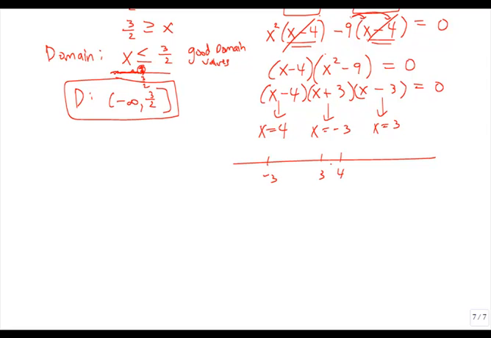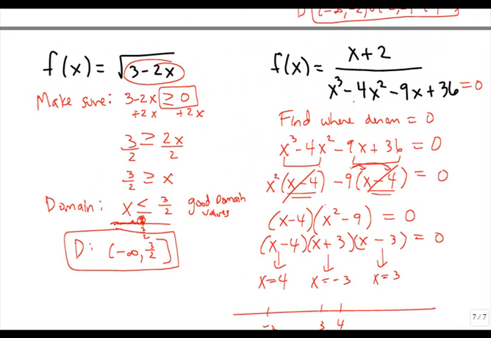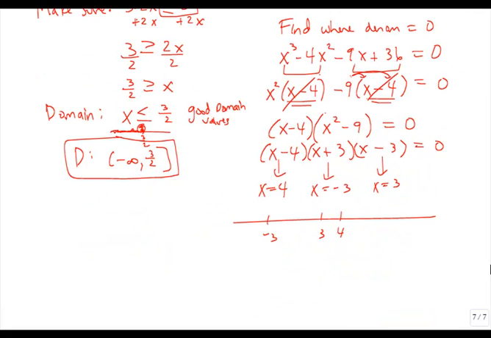Now, are those the good domain values or the bad domain values? These are the values that if I were to plug them back in up here, that's going to make the denominator equal to 0, which we don't want to happen. So these are the numbers we don't want. So put circles around them. Everything else in between is okay.